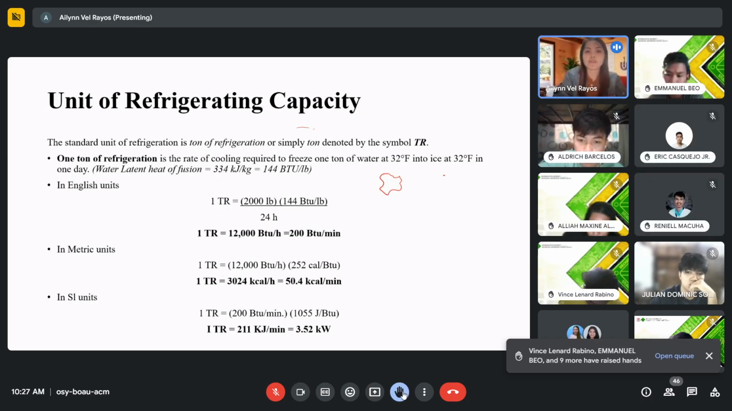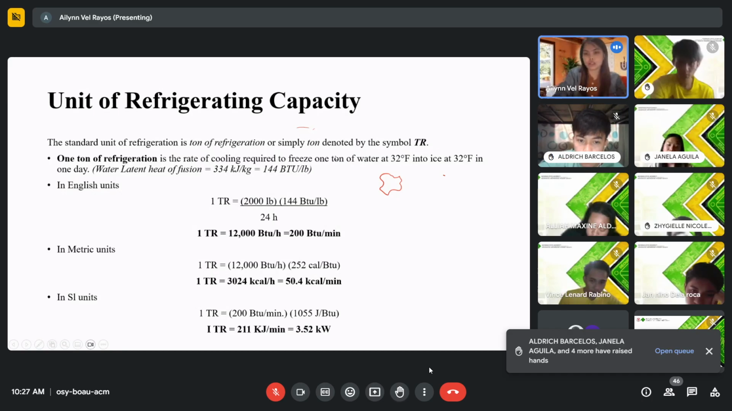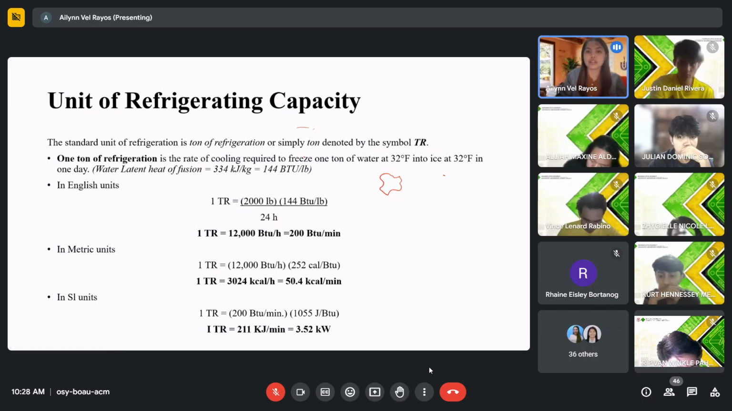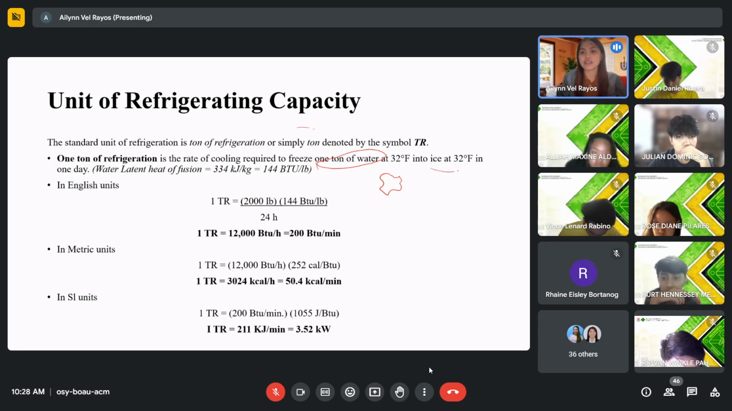Okay, so ibig sabihin, para ma-convert natin itong 1 ton of water papunta sa 1 ton of ice at 0 degrees Celsius, kailangan natin mag-multiply ng amount of heat per pound. So, kailangan natin i-convert itong 1 ton of water into pound. So, 1 ton of water to pound is 2,000 pounds. Clear naman tayo sa conversion. Naalala mo yung conversion na yun? 1 ton is equal to 2,000 pounds. And then i-multiply natin yung latent heat of fusion.